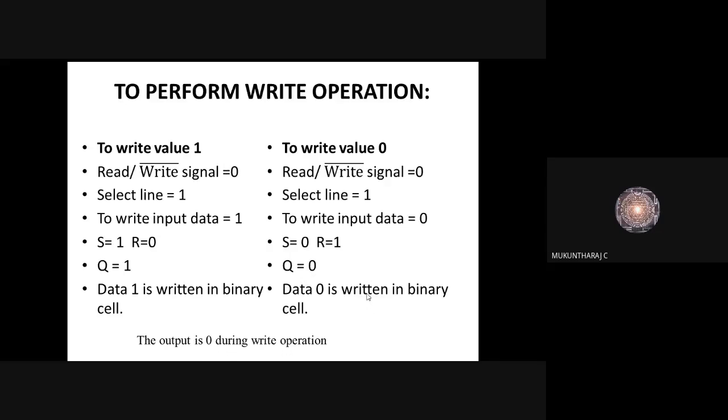While doing a write operation, the output is not considered. So the output is fixed with logic 0. That is due to disabling of the output AND gate. So the read/write control signal disables the output AND gate, so the output AND gate is fixed with logic 0. So the output is always 0 while performing a write operation.